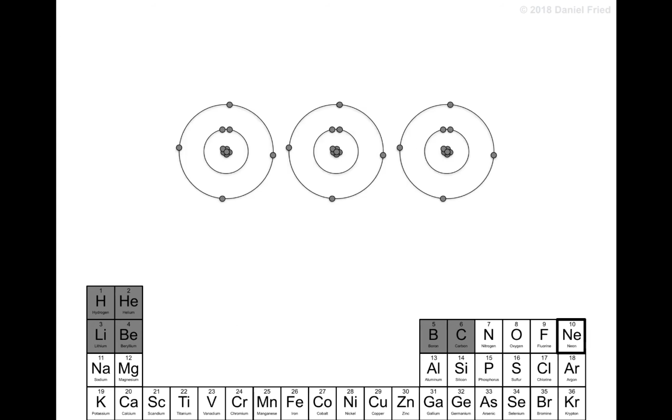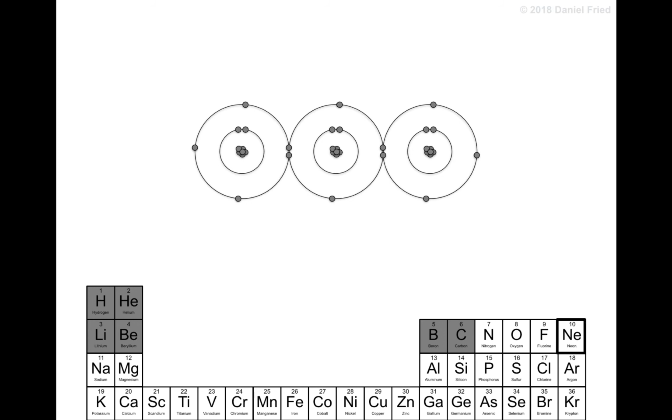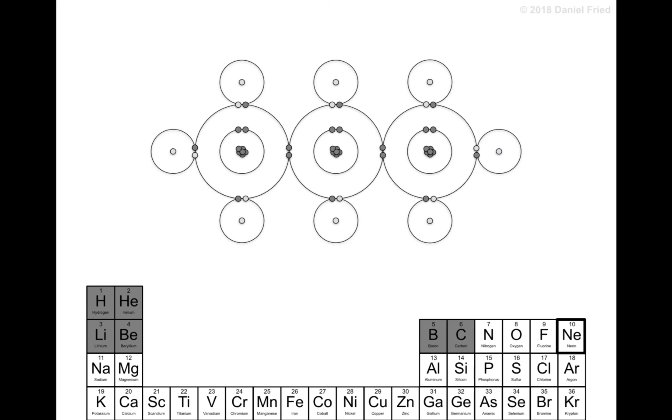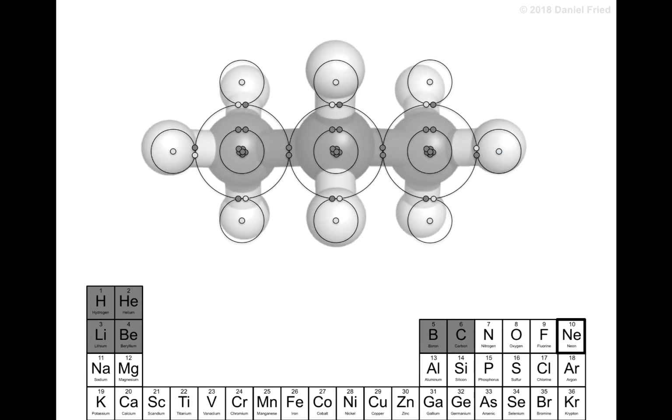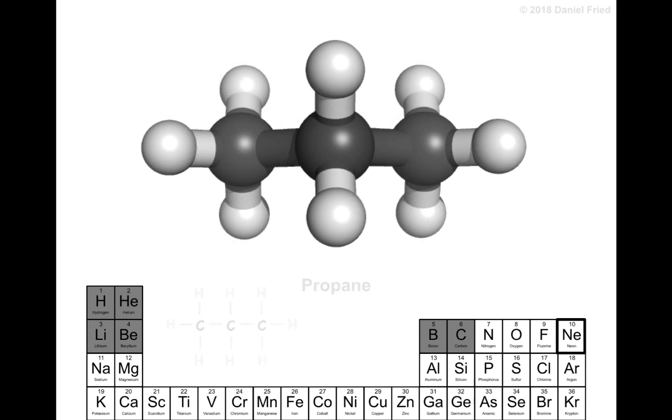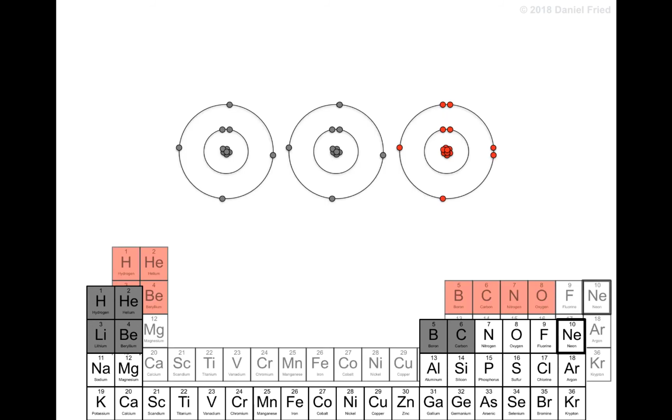Let's now have 3 carbons combined. We can see where we're going here, right? We can have almost infinite length and infinite variety in how carbons combine. We can just get longer and longer. This is propane, like as in propane gas from your barbecue grill. This is what you're burning in your barbecue grill. I think we've talked about it briefly before.